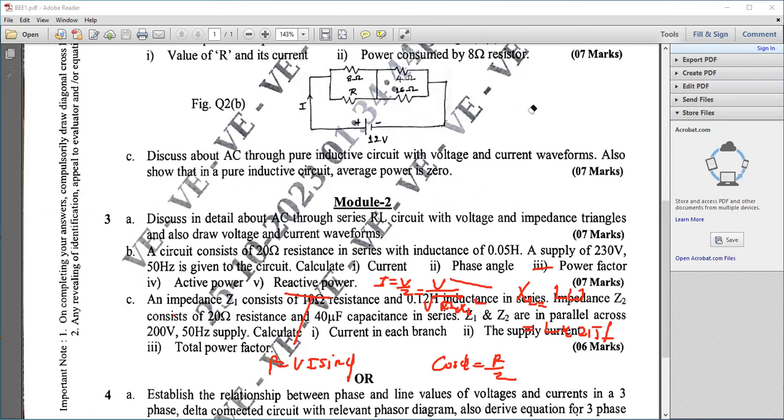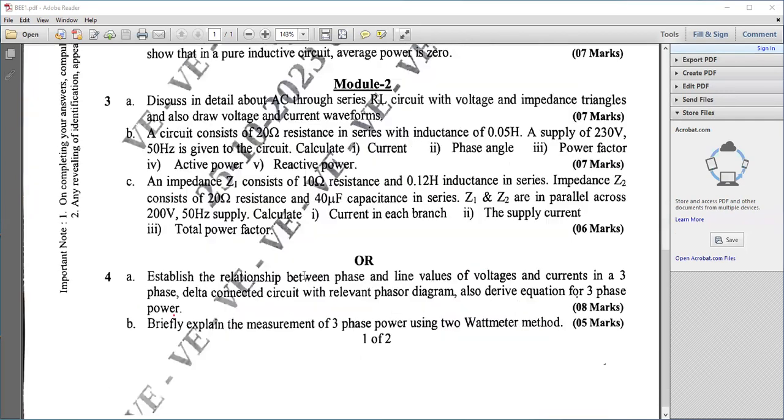So now let me continue the remaining discussion, remaining part. So remaining sections are, I'll remove this. Establish the relationship between phase and line value. Okay, very important. Phase and line value of three-phase delta connected circuit with relevant waveforms. Also derive the equation for three-phase power.